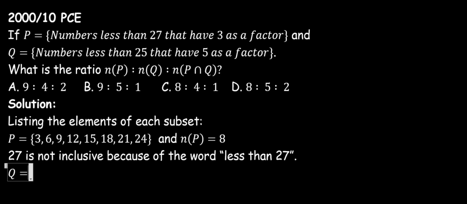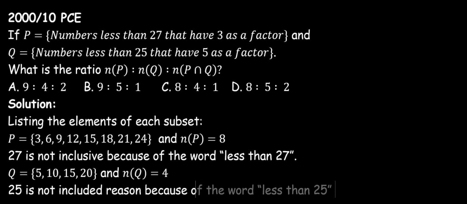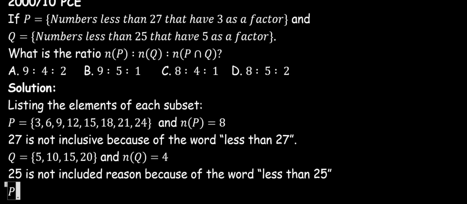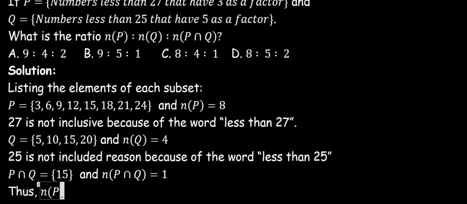Q is equal to 5, 10, 15, 20. And the number of elements of Q is equal to 4. Note that 25 is not included, because of the words less than 25. Thus, our P intersection Q is equal to {15}, and n(P ∩ Q) is equal to 1. It's just one element, the number of elements in P intersection Q. Thus, taking their ratio, n(P) to n(Q) to n(P ∩ Q) will be 8 to 4 to 1.